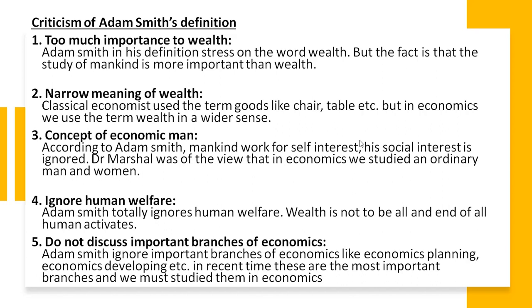He ignored the aspect of human welfare. He did not talk about the welfare of society. According to Adam Smith, it was only about the accumulation and generation of wealth by any means. He didn't say that you shouldn't use unwanted means or means which are illegal. You just earn the money, that's it. That was his point of view, and he did not discuss important branches of economics, like economic planning and economic development. So that's how we can see that Adam Smith's definition was only and only about wealth creation.